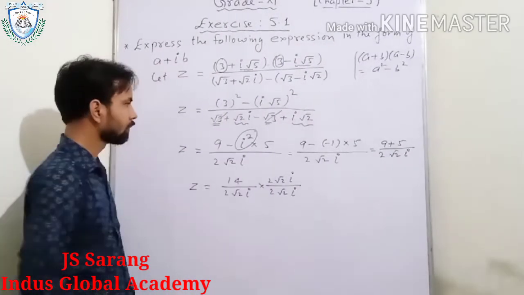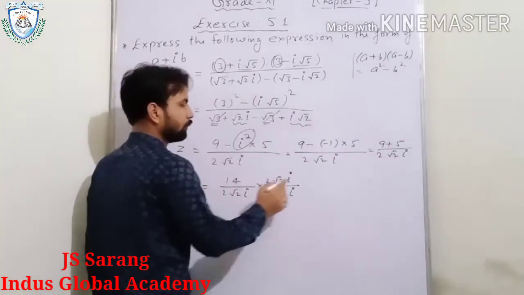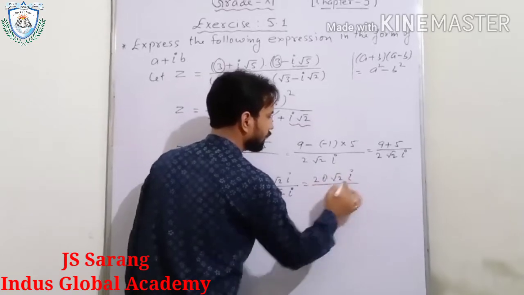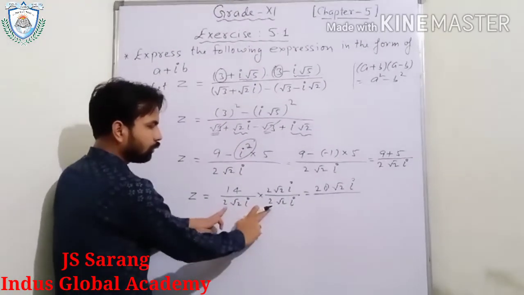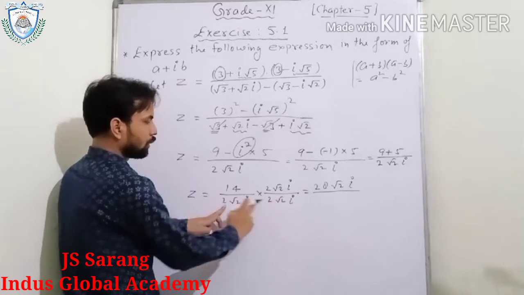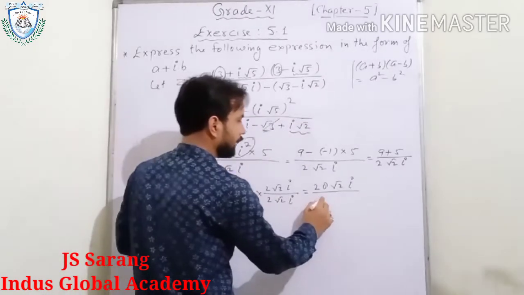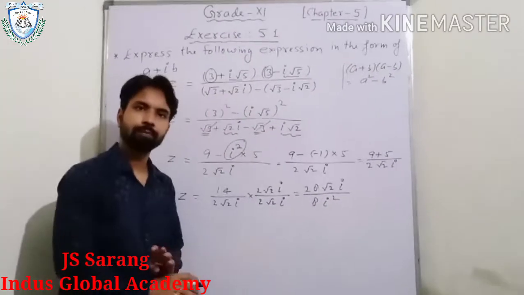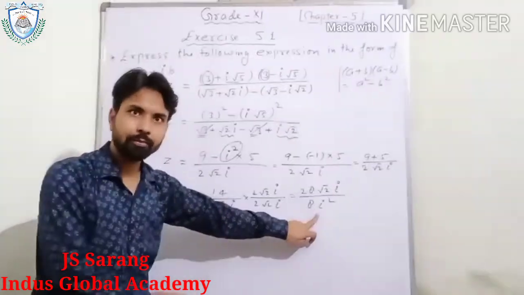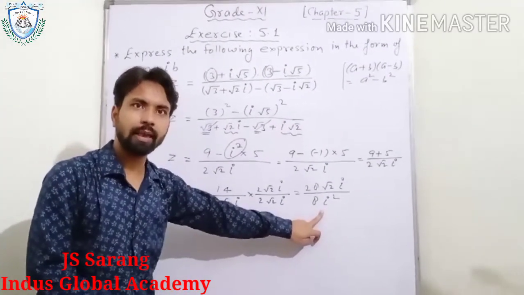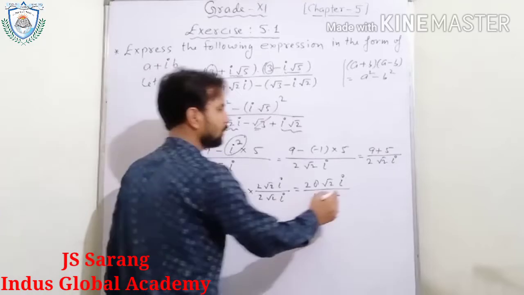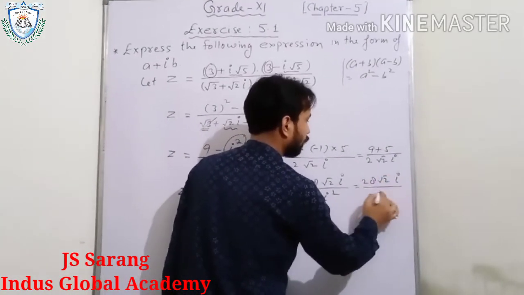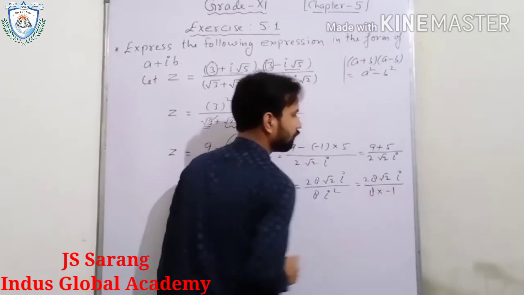Hope it is clear. Now see, 14 into 2, that is 28 under root 2i, upon 2 into 2, 4, or root 2 into root 2, 2. So 2 fours are 8. 8 or i into i gives you i square. Clear? Now i square is again here, so we have to put the value of i square. That is how much? Minus 1. So 28 under root 2i upon 8 into minus 1.